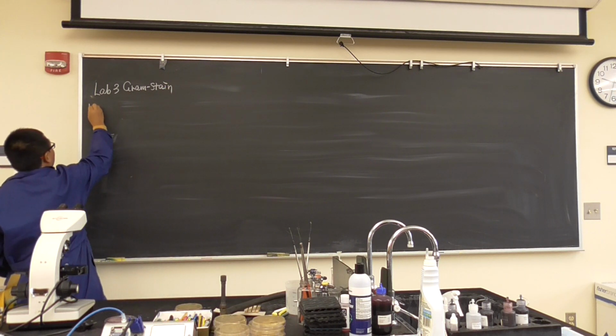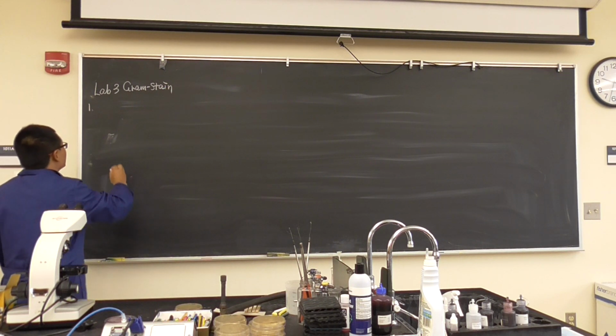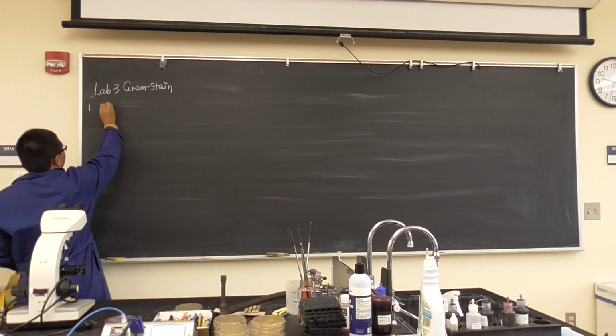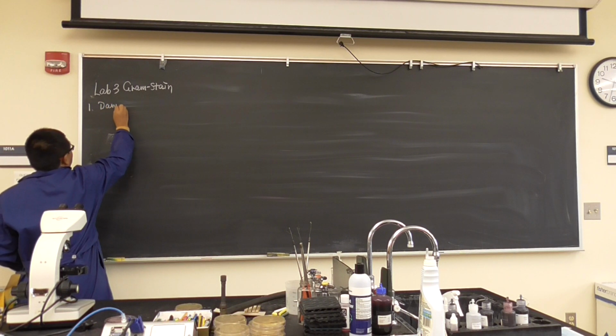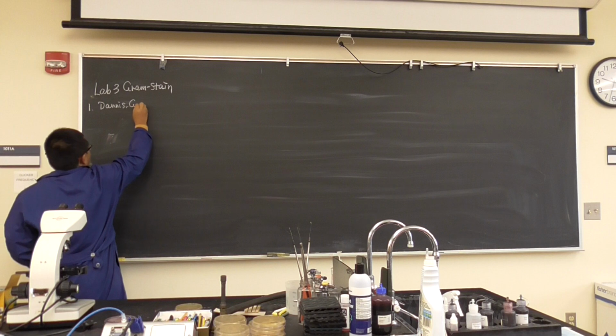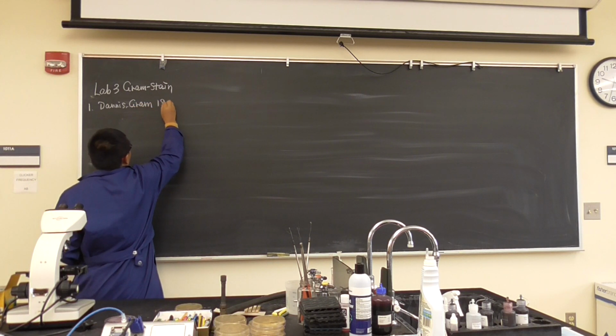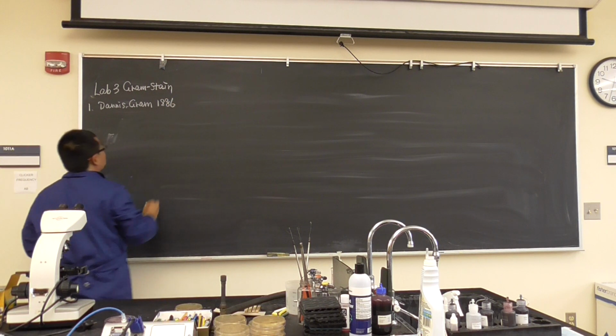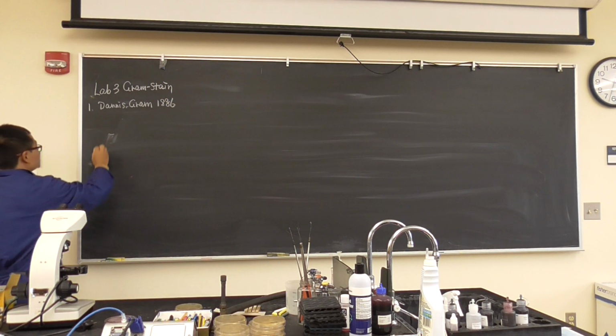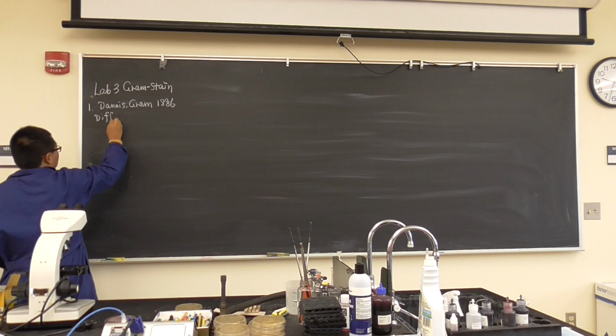First of all, the history. The Gram stain was created by Hans Christian Gram, a Danish scientist, in 1886. It is a differential stain.